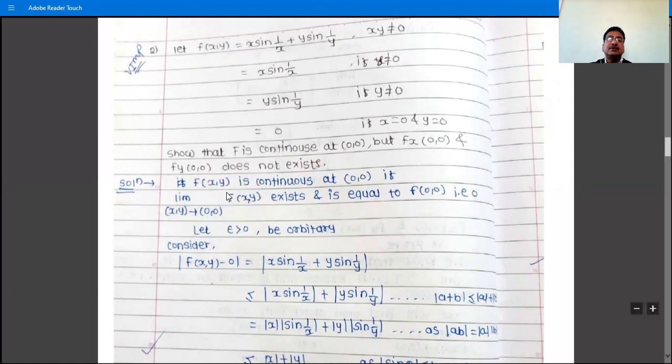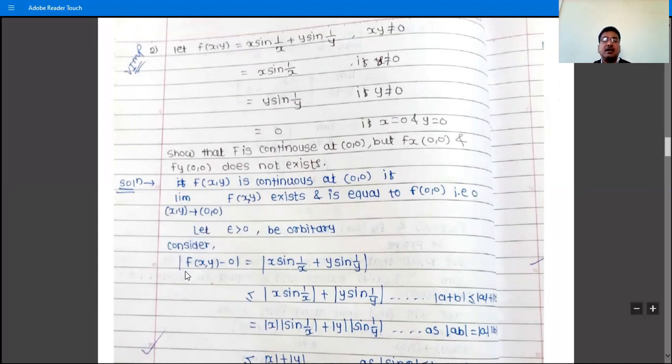So first we will show that the function is continuous at (0, 0). The function f(x, y) is continuous at (0, 0) if the limit as (x, y) tends to (0, 0) of f(x, y) exists and is equal to f(0, 0), that is 0. So first show that the limit as (x, y) tends to (0, 0) of f(x, y) exists. Already these problems are solved in the first chapter. Let epsilon greater than 0 be arbitrary.